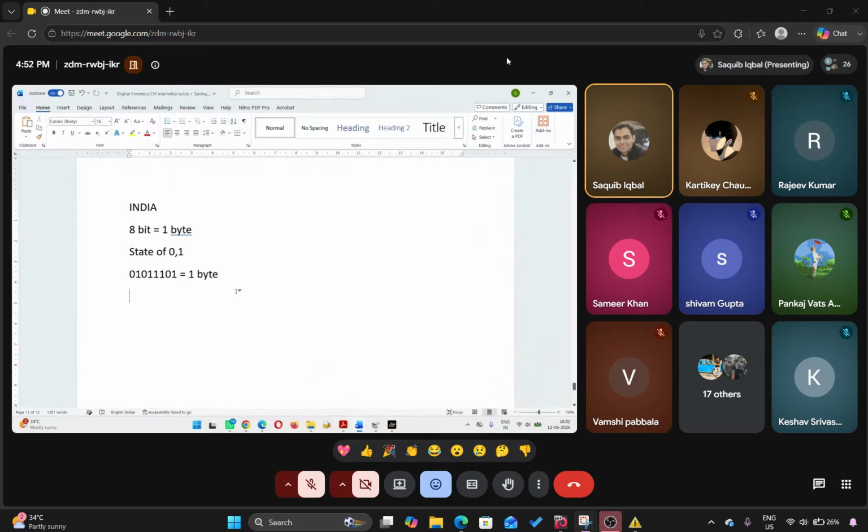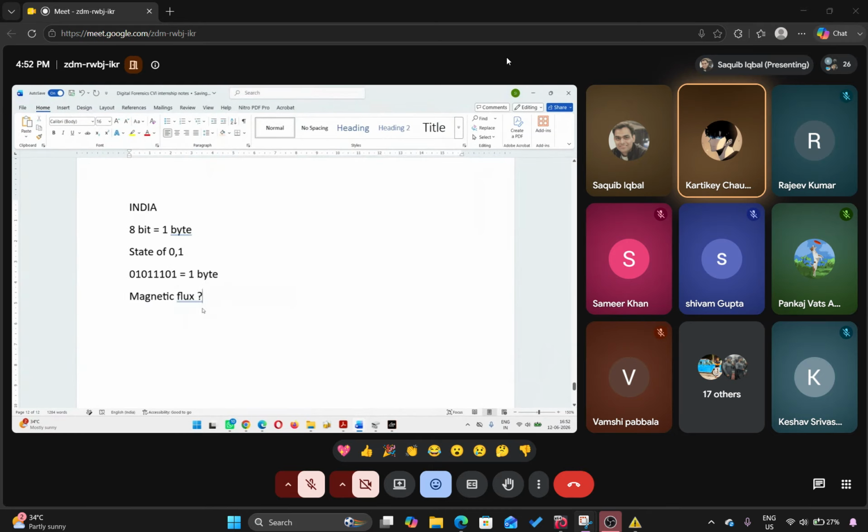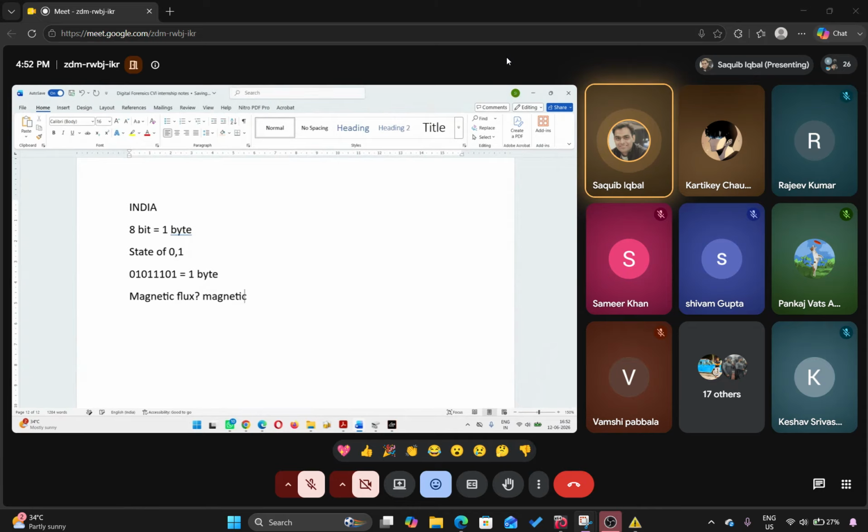Okay. Now let me explain this in a very easy way. Do you know magnetic flux? Anybody have ever heard of this term, magnetic flux? Yes sir. Basically, a magnetic field surrounds a magnet or conductor carrying a current. Okay.